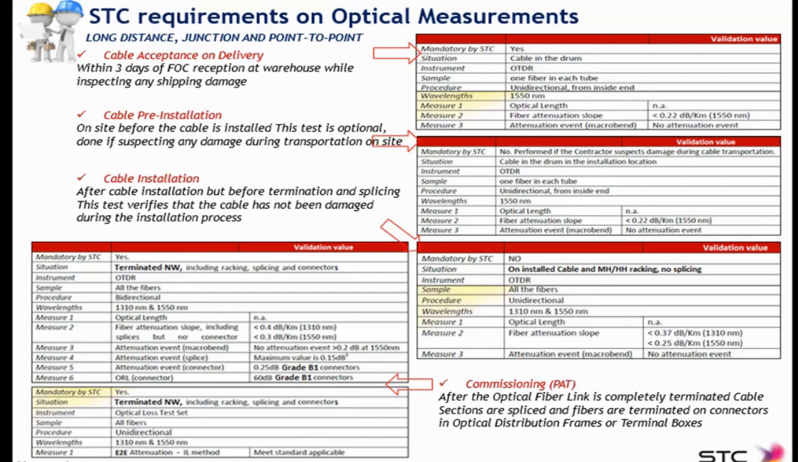For the optical loss test sets, the test is done unidirectionally at 1310 and 1550, and the end-to-end attenuation has to be according to the expected engineered value. We cannot define a specific value here because it depends on the link length. There is an engineered value that was provided by design, and then the end-to-end attenuation has to be within that value.